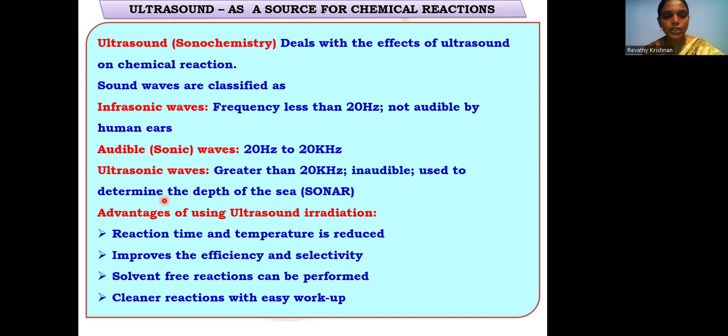Let us see the advantages of using ultrasound irradiation for performing chemical conversions. The first advantage is that the reaction time and the reaction condition, that is, the temperature at which the reaction is performed, are reduced. Reaction time as well as temperature is reduced from hours or days to minutes. Ultrasound improves the efficiency as well as the selectivity of a chemical reaction. Solvent-free reactions can also be performed. The reaction workup is very easy. These are the advantages of ultrasound mediated conversions.